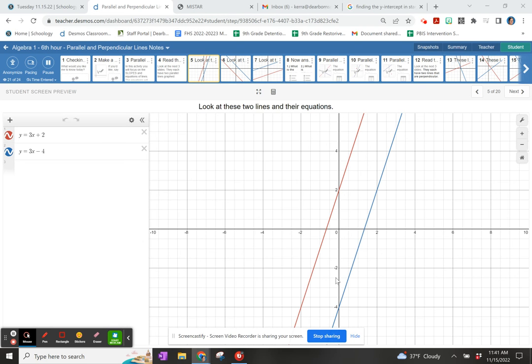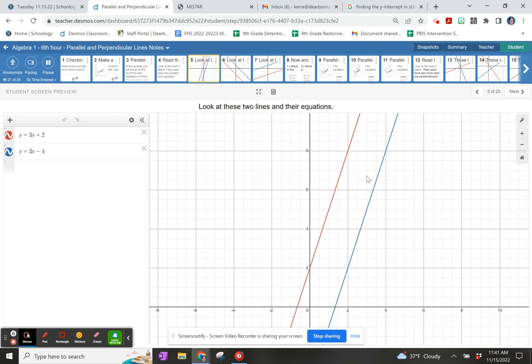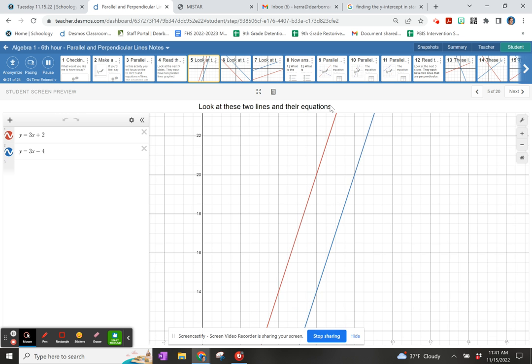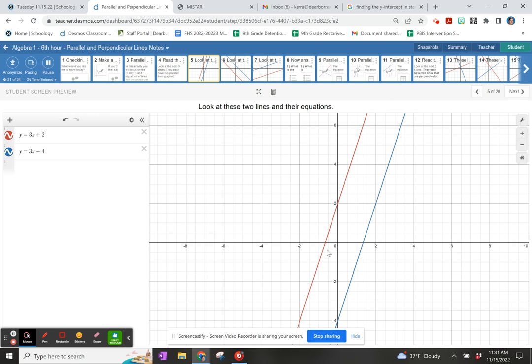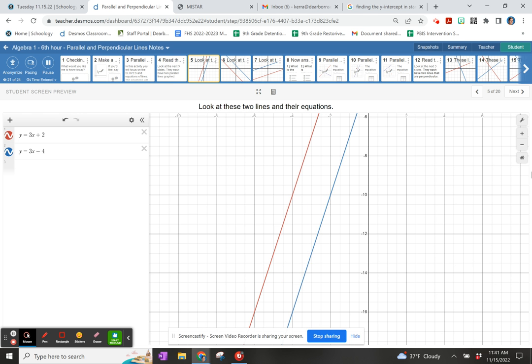All right, in today's notes, we are going to be talking about parallel and perpendicular lines. So in these slides, these are two parallel lines. I know that because they will never intersect. No matter where we go on the graph, they are the same distance apart.